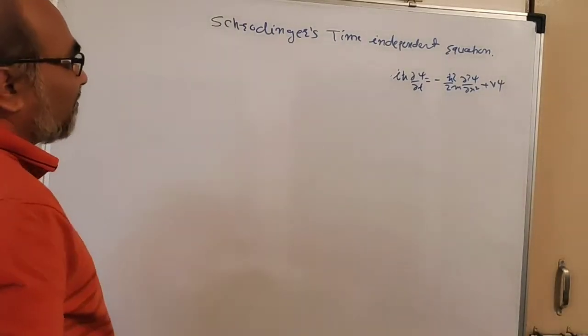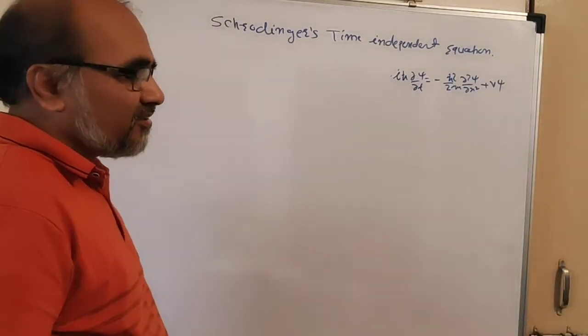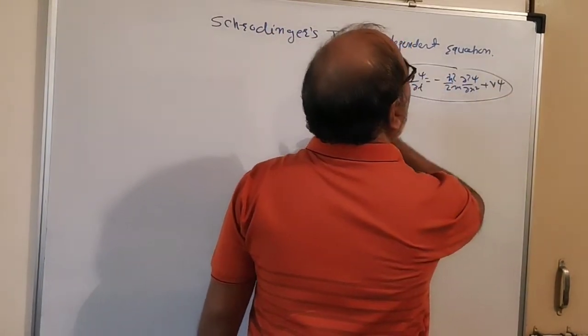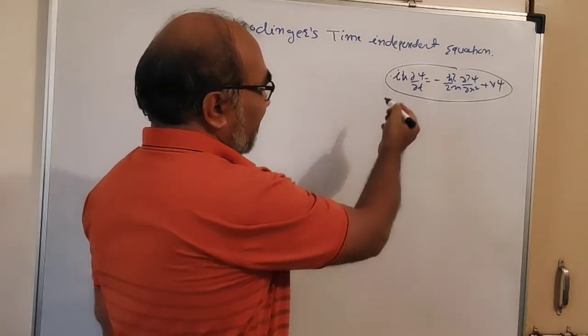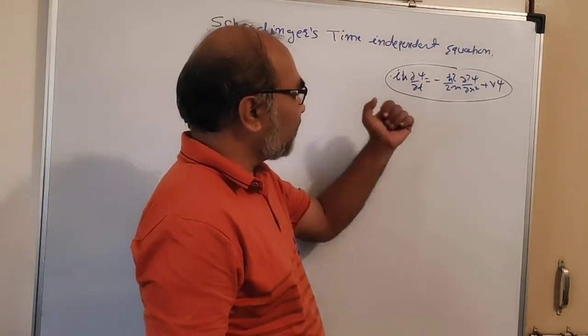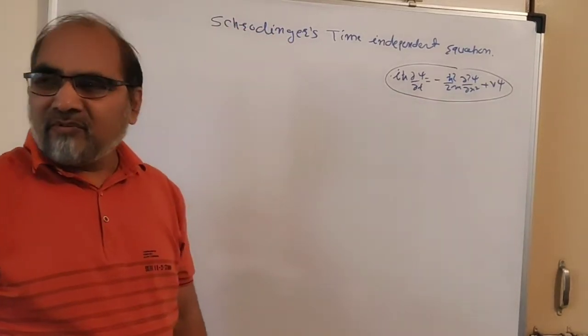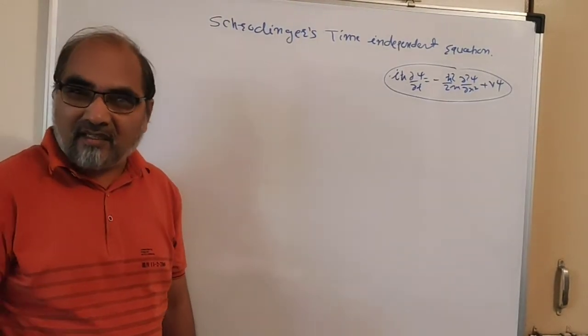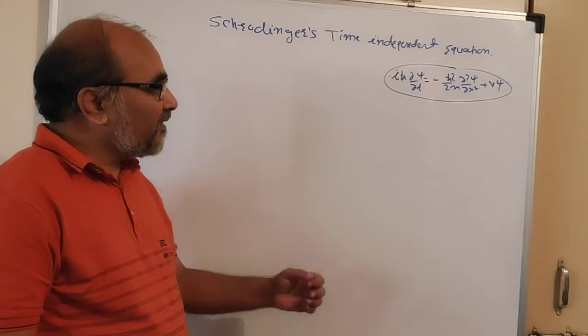Last time we have seen Schrodinger's time dependent equation. So this is iħ ∂ψ/∂t equal to minus ħ² upon 2m ∂²ψ/∂x² plus Vψ, which is a time dependent equation.